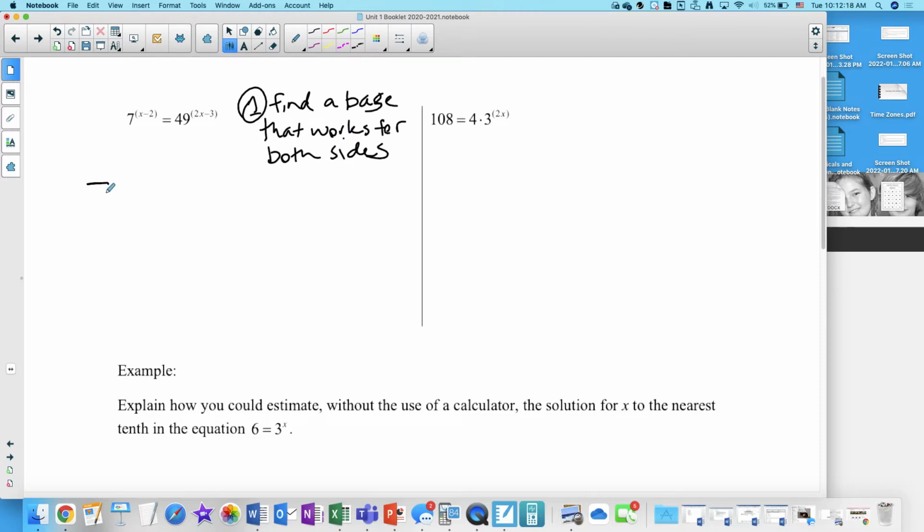Okay, and then if you need to, do some simplification with those exponents. So I'm not going to do anything on the left side, but on the right, I can do this distribution. So this will be 7 to the x minus 2 equals 7 to the 4x minus 6, since 2 times 2x is 4x. And at this point, I'm going to take the brackets away. We don't really need brackets here anymore.